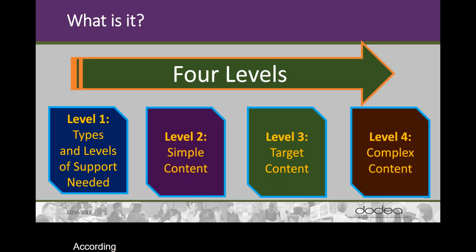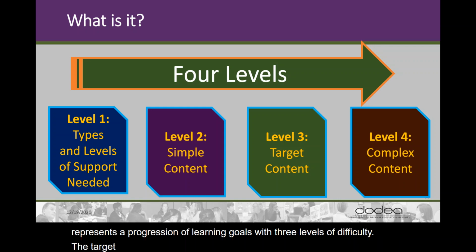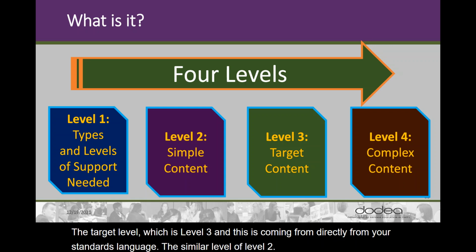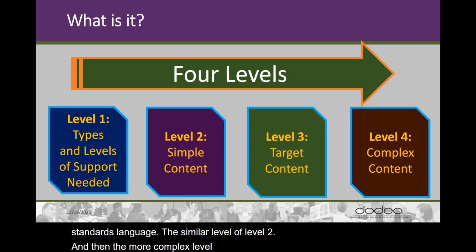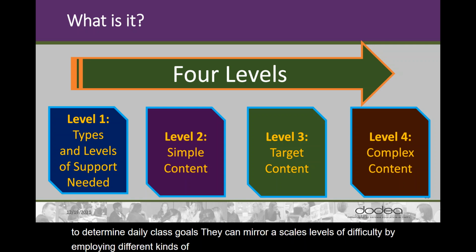According to MarzanoResources.com, a proficiency scale in simplest terms represents a progression of learning goals with 3 levels of difficulty. The target level, which is level 3, and this is coming directly from your standards language, the simpler level of level 2, and then the more complex level of level 4. As teachers use proficiency scales to determine the daily class goals, they can mirror a scale's levels of difficulty by employing different kinds of lessons for different types of content.